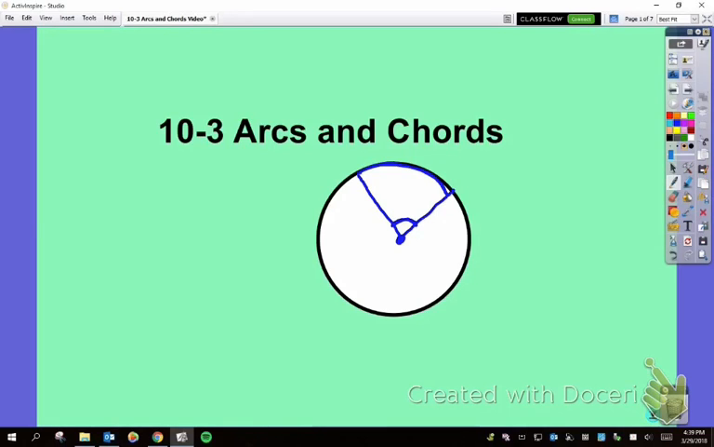Remember that an arc is a curved portion on the circle, and a chord is a segment that goes through the circle that has two endpoints on the circle, like you see right here. So we would call this chord AB. When we talk about chords, we have three different theorems that we're going to look at, and they're going to form different shapes like quadrilaterals and triangles and all of that kind of stuff.